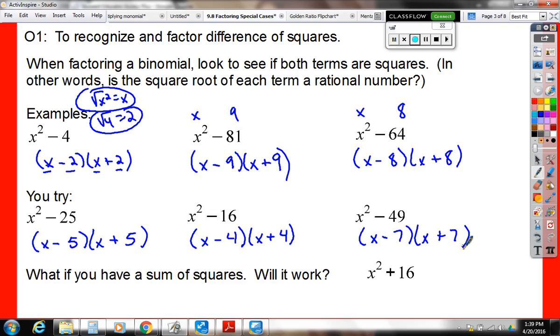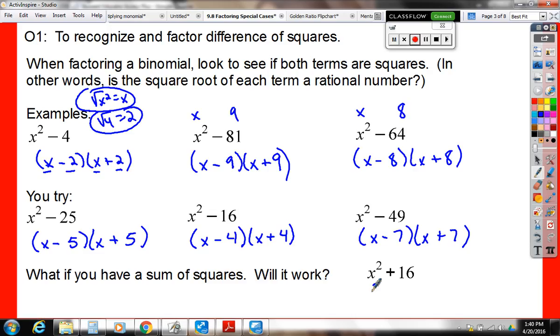Okay, what about this last one? If we have a sum of squares, so both of these numbers are square numbers, could we factor it the same way? No. Why not? Okay, so you say you can. Okay, so you say we could do x plus 4, x minus 4?